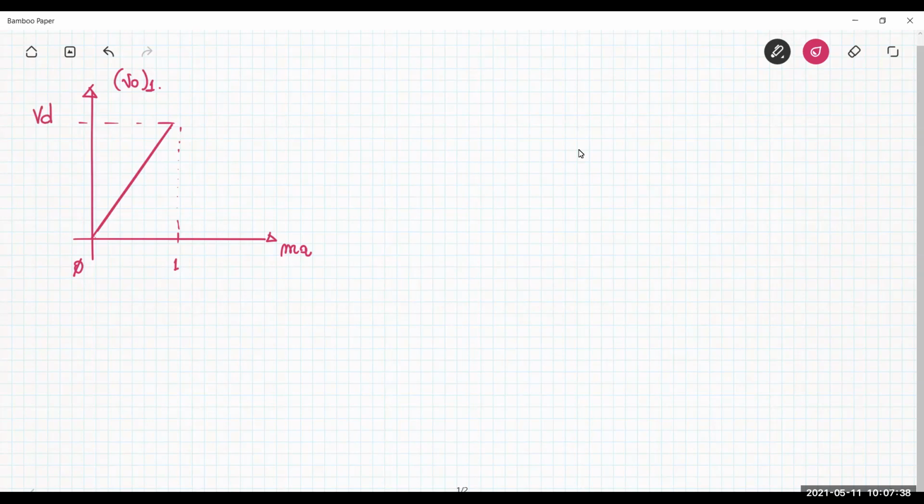Okay, and MA is simply the ratio between the peak-to-peak value of the control voltage with respect to the triangular voltage. So we can say that this is 2 times the amplitude of the sine wave used for the control voltage.